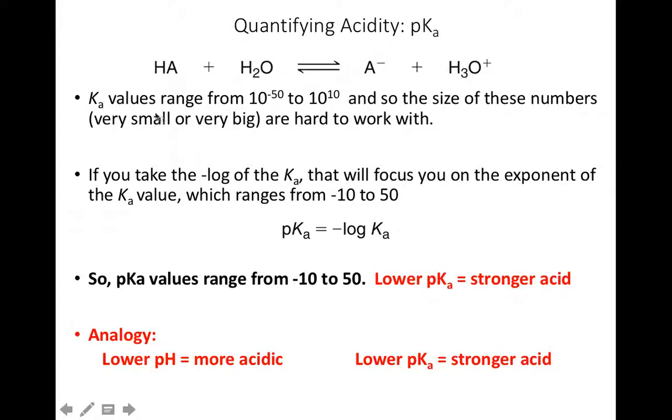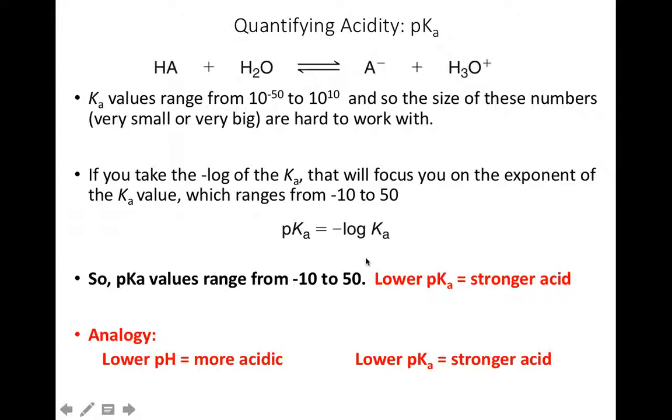Now, one disadvantage of Ka values is that sometimes they're kind of hard to use, right? They tend to be in the range of 10 to the minus 50 to 10 to the positive 10, so they have really large exponents, and they can be kind of hard to work with. So very often, rather than using Ka values, we use pKa values, where we take the negative log of the Ka to give us the pKa. And these tend to be numbers from negative 10 to 50, and so they're much easier to work with.